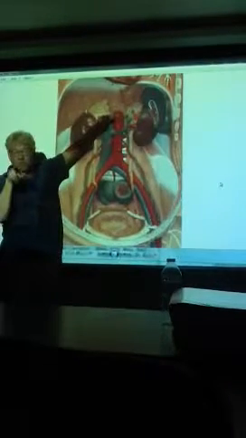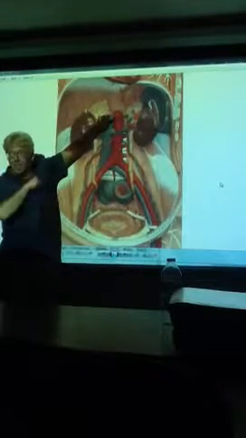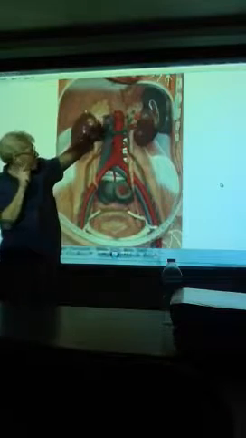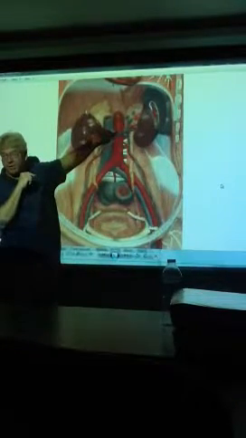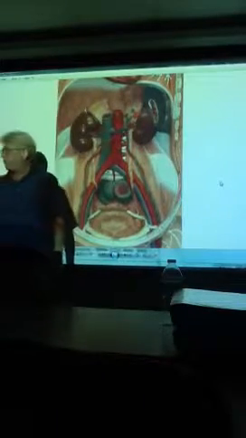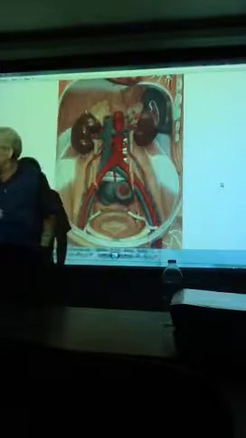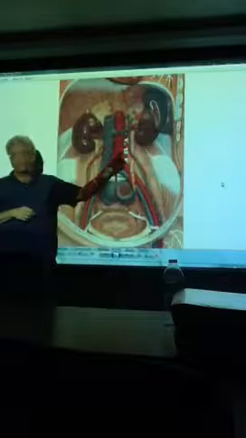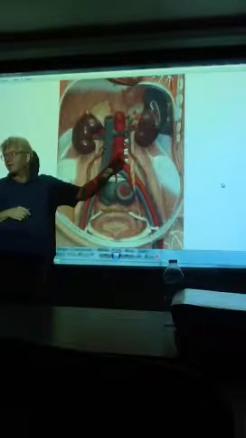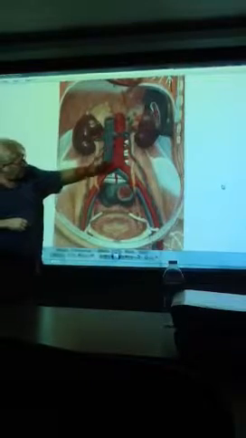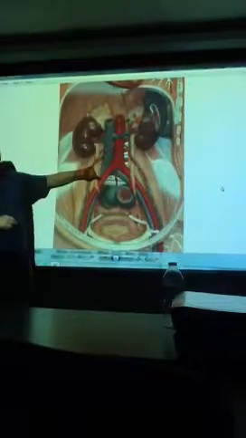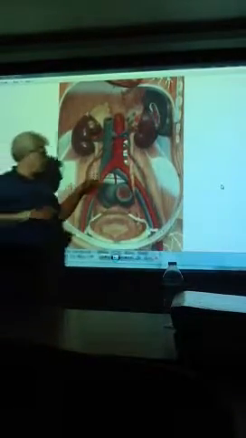So, what's the first one coming out? Celiac trunk. Next one? Superior mesenteric artery. It's getting very superior. Okay. And what's the third one? Okay. And of course, when we split, what do we call these? Common iliac, artery and vein.